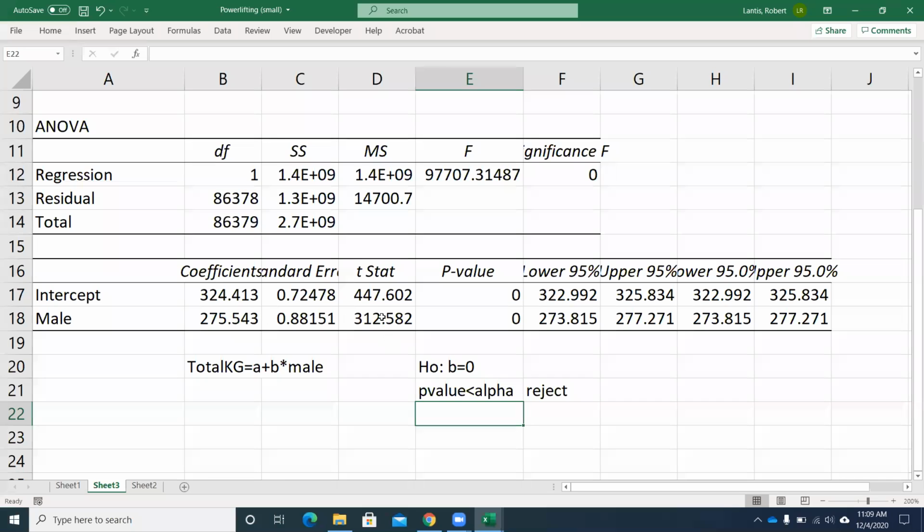If I think about how Excel was finding these test statistics, remember that was simply our coefficient estimate divided by the standard error that Excel was giving us. That's where that comes from.